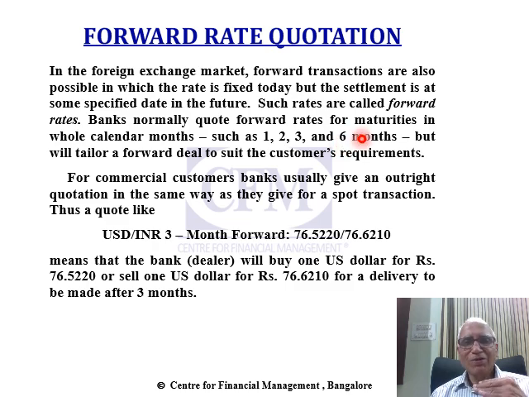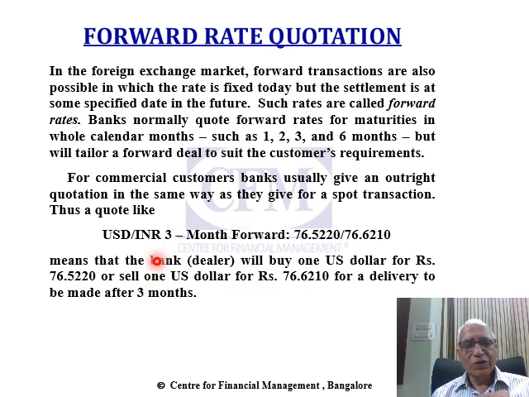Such rates are called forward rates. Banks normally quote forward rates for maturities in whole calendar months such as 1 month, 2 months, 3 months, and 6 months, but will tailor a forward deal to suit the customer's requirements. For commercial customers, banks usually give an outright quotation the same way as they give for a spot transaction.